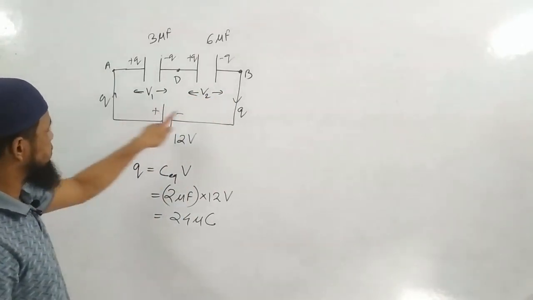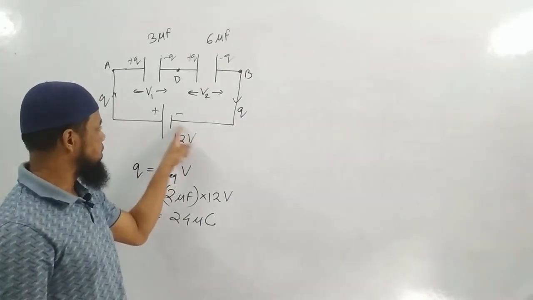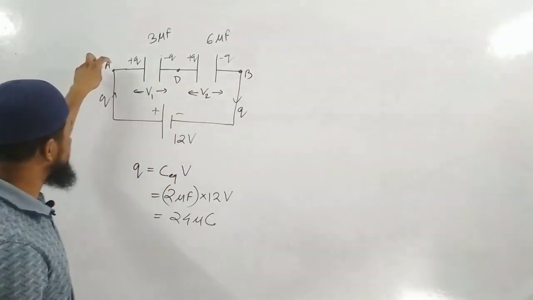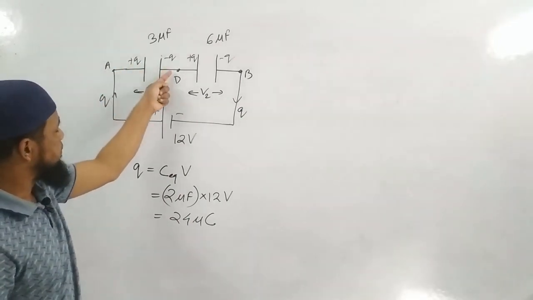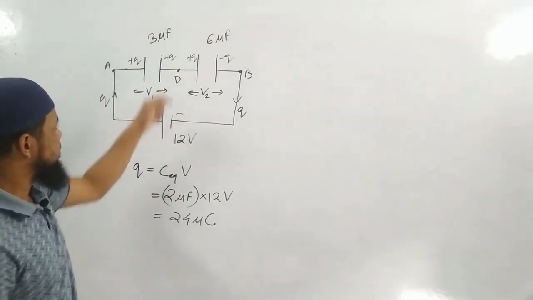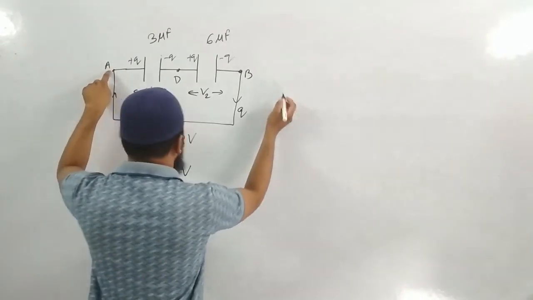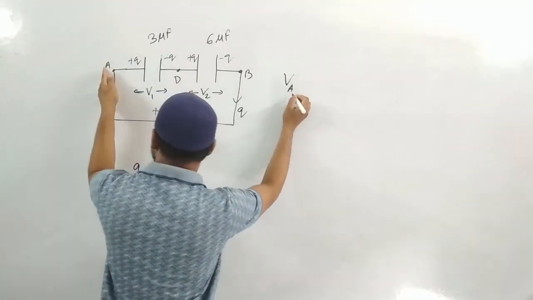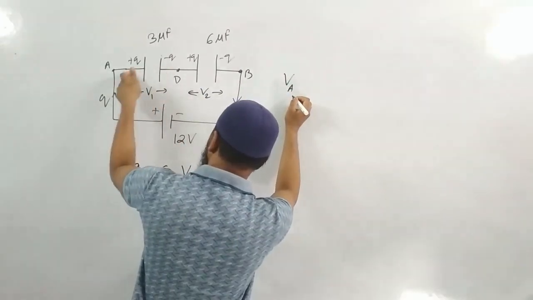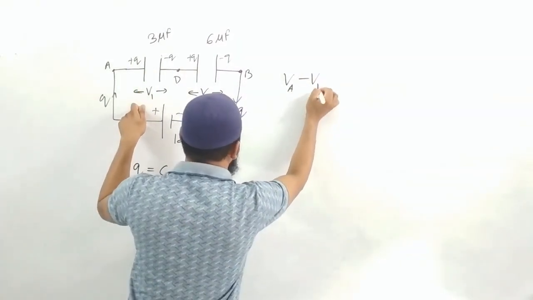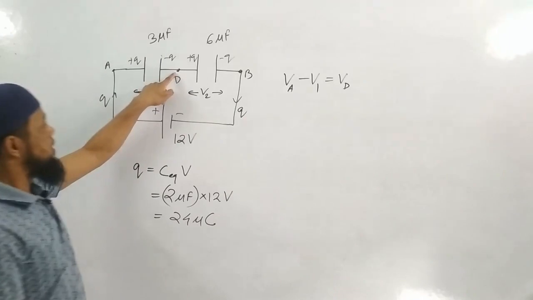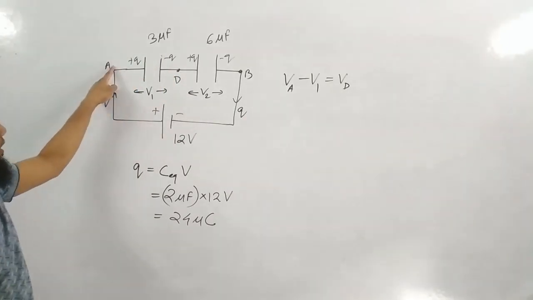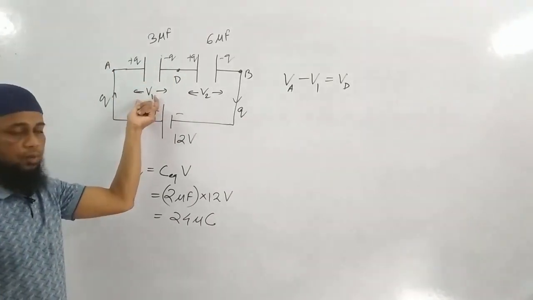Okay, potential at this point is how much? 12 volt. Potential at this point is what? Connected to the negative terminal, here it is 0 volt. This is 12 volt, and it goes from positive to negative, so there will be a drop. A certain amount of potential will drop. So what is the potential here? If I call it VA, from here to here there will be a drop. How much is that drop? V1. So where will we reach? At point D.